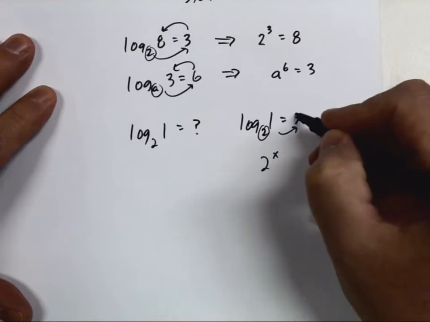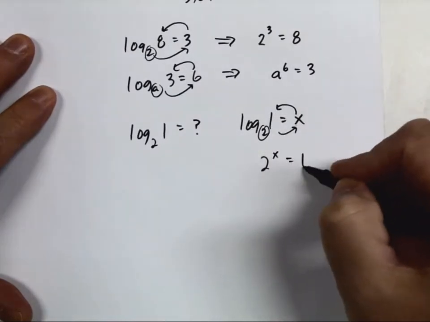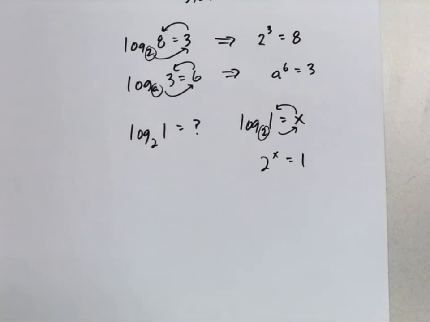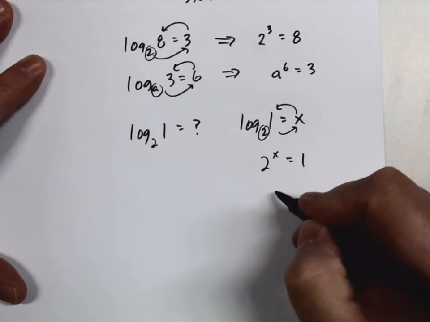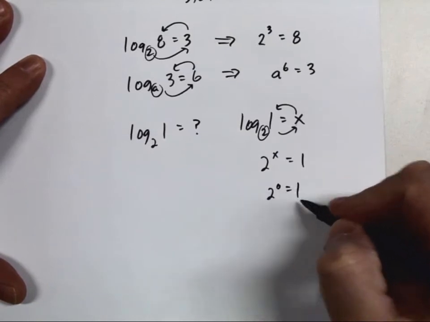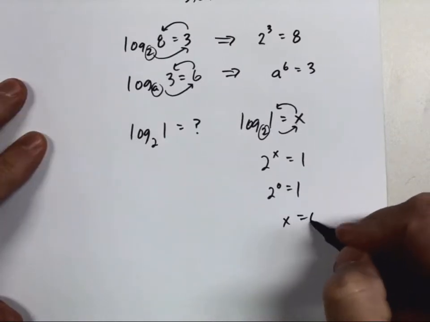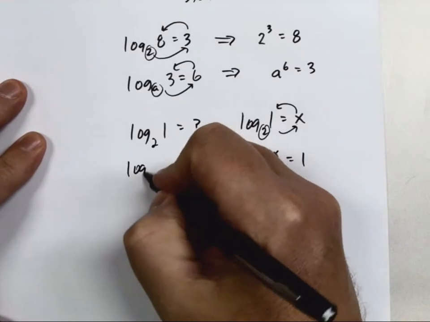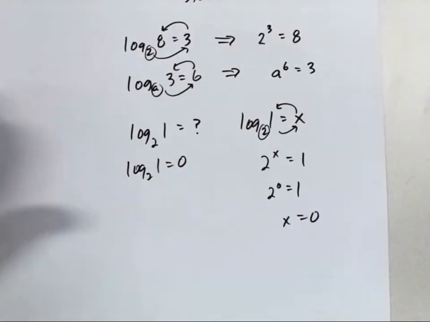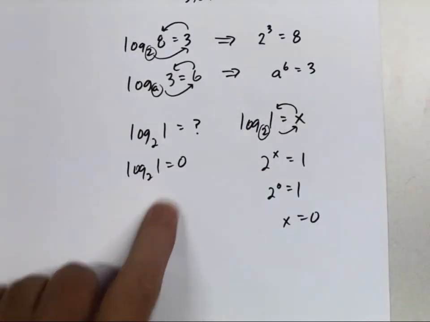2 to the x equals 1. And now I ask myself, all right, what does x have to be? 2 to what exponent equals 1? And hopefully you remember an exponent of 0 always makes it 1. So we would say log base 2 of 1 equals 0.